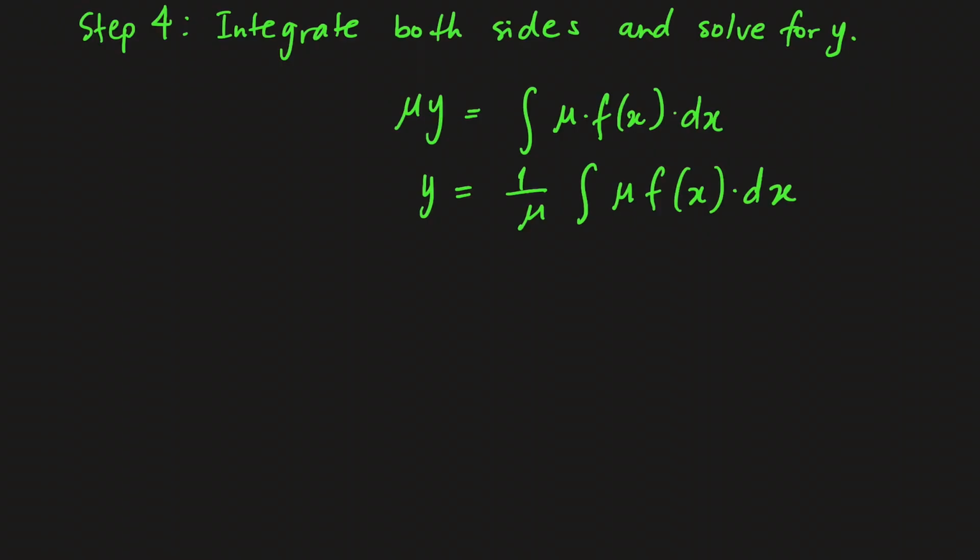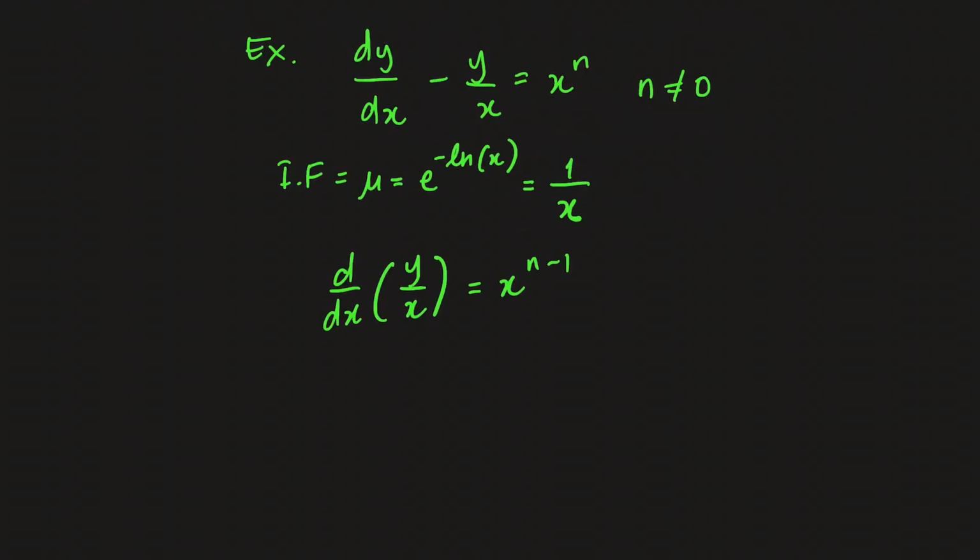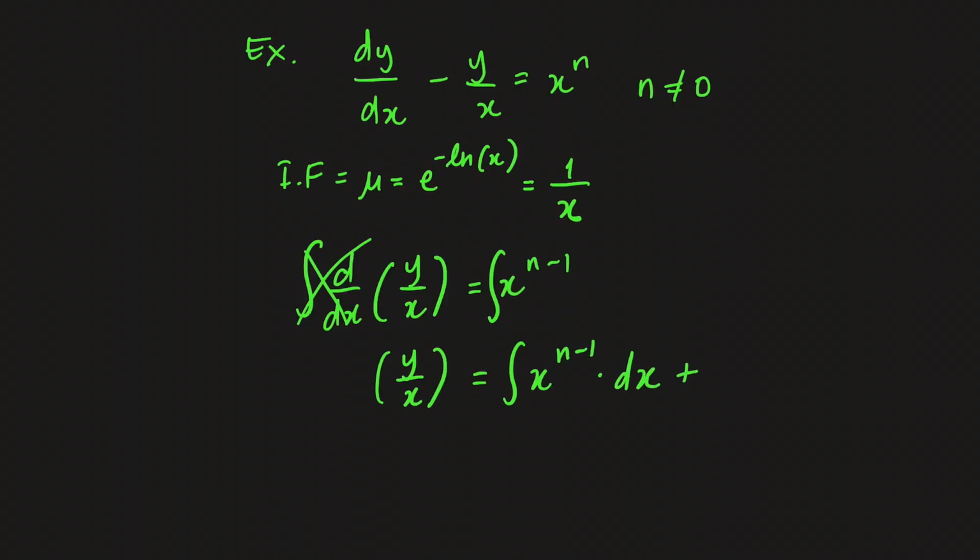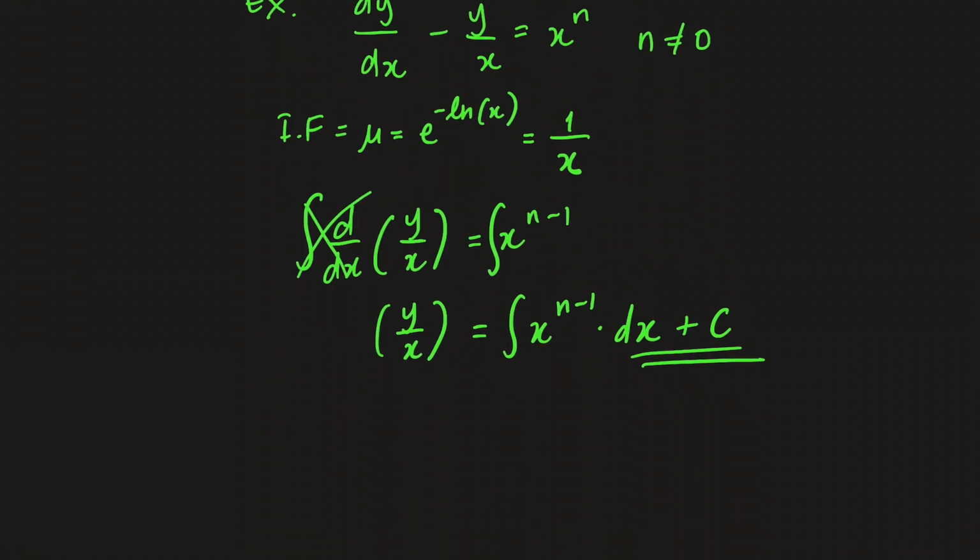Let's go back to our example to do step 4. Since we're doing the integral of both sides, this will cancel out, which becomes y over x, and we're looking for the integral of x to the power of n minus 1 dx plus c. Always add this right away. And now let's solve the integral of x to the power of n minus 1 dx.